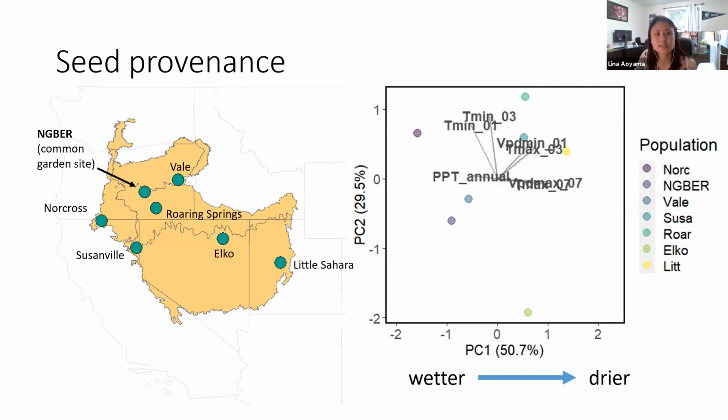So we can think of this X-axis from left to right as wet and cool to the right, it's dry to hot. So the populations, such as the purple ones, are on the wetter side and on the drier end is the yellow population.